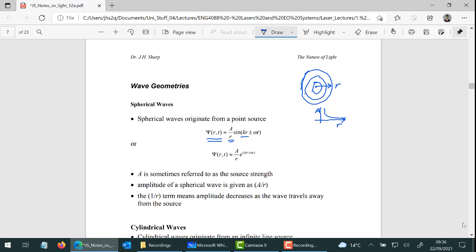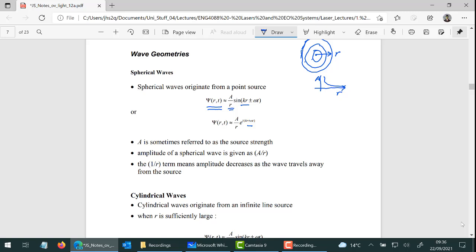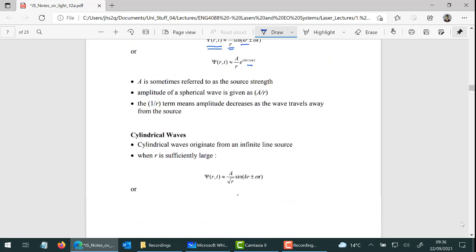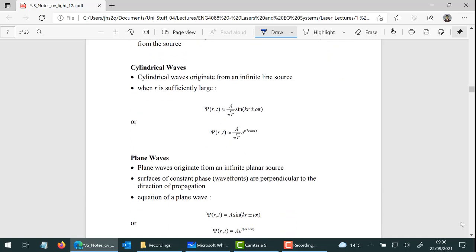We can again write this as a sine wave or as a complex wave, and again we'll choose whichever one is the most appropriate for the particular piece of maths that we want to do. So A is essentially the amplitude of the wave. Sometimes you'll see in some books it's referred to as the source strength, and the modified amplitude then is A over r. So as the wave travels out, the amplitude of the wave will decrease inversely proportional to the radius. So that's a point source.